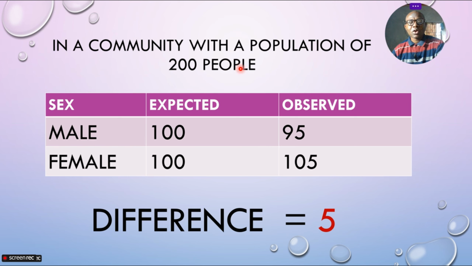In a population of 200 people, if that claim is actually true, that there is an equal proportion of male and female in every society, then you expect that for a community of 200, we should have 100 male and 100 female. But let's say on conducting that particular study, we arrived at 95 male and 105 female. Now, what you will notice here is that there is a difference in the number of female in this community.